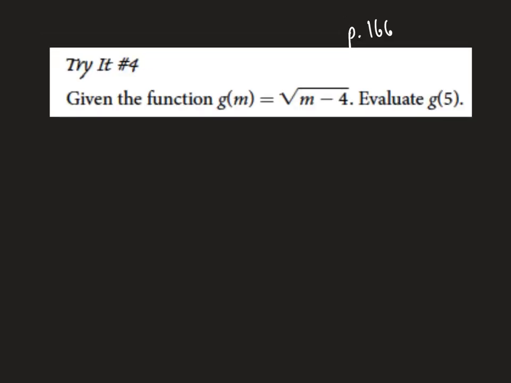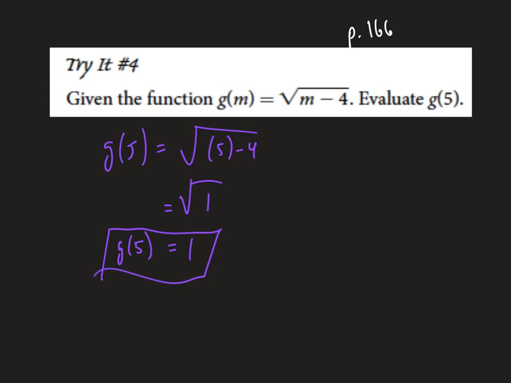All right. Of course, we can evaluate a function given that function and a value to plug in. Pretty basic, right? So g of m equals the square root of m minus 4. Evaluate g of 5. So g of 5 equals the square root of 5 minus 4. Of course, the square root of 1 is 1. So g of 5 equals 1. If I was going to plot that point, it would be (5, 1).